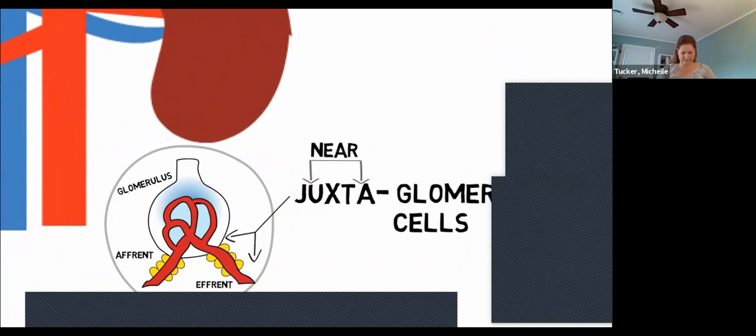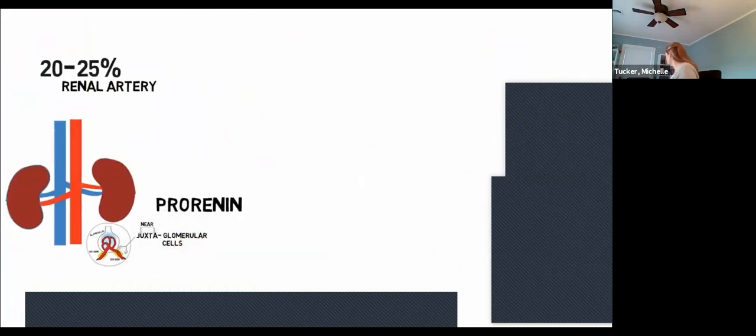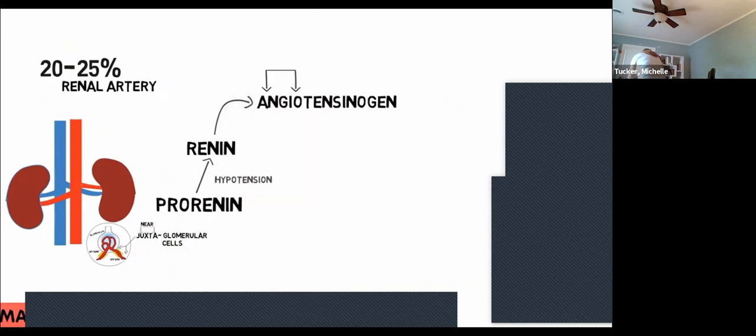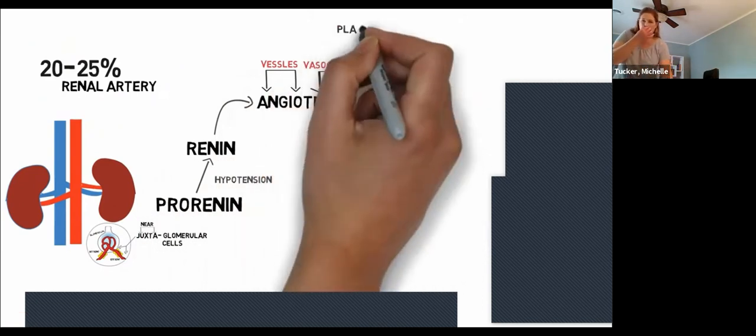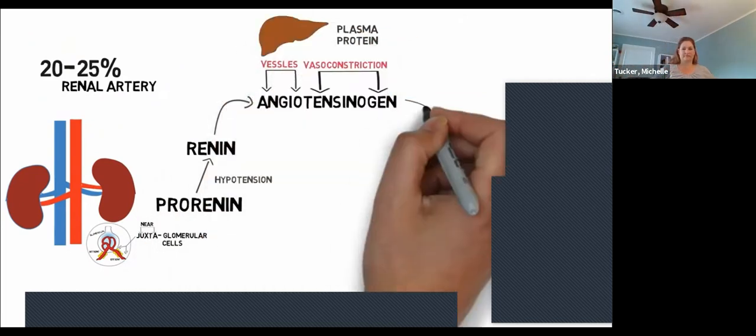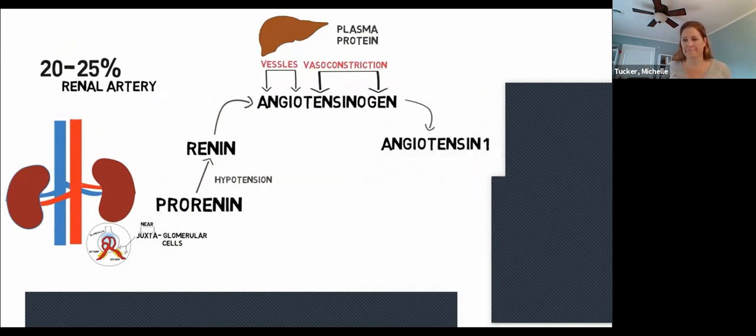These cells secrete a substance known as prorenin, and hypotension is a main stimulator of converting prorenin into renin. Renin is an enzyme which acts on angiotensinogen. The word angio means vessels. The word tensinogen means a substance which constricts the vessels. It is a plasma protein which is synthesized in the liver. Renin converts angiotensinogen into angiotensin I.